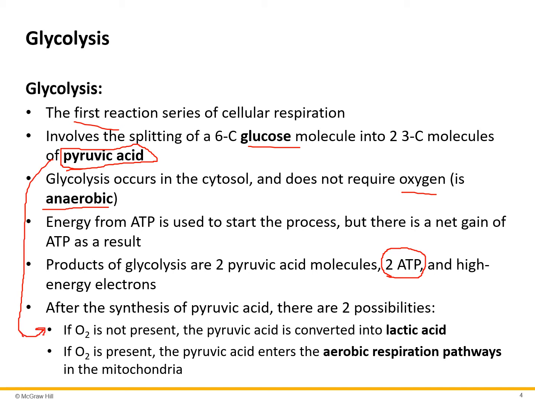Where oxygen is not present, we're going to convert this pyruvic acid to lactic acid. And lactic acid, if anybody's worked out to the point where they're hurting and got sore, that's what makes you sore. If oxygen is present, then we can enter into the aerobic respiration pathway that is in the mitochondria.